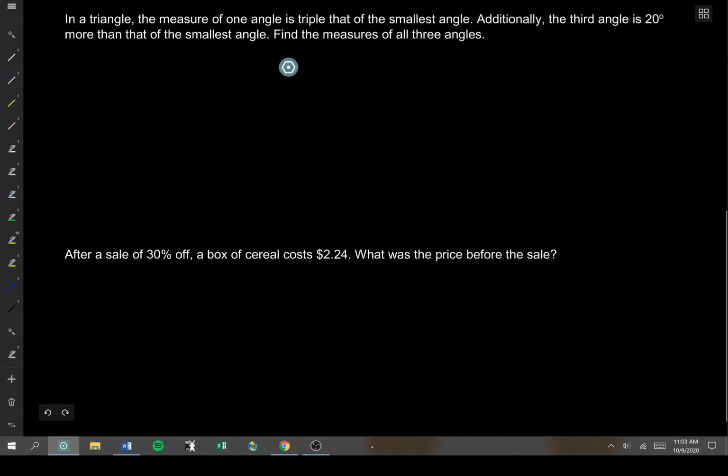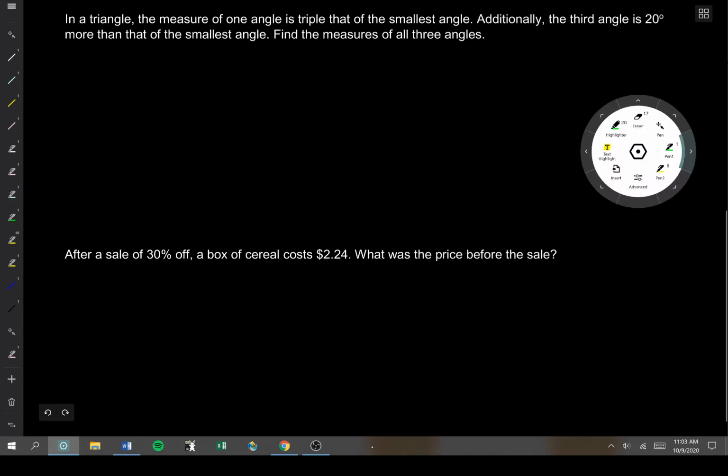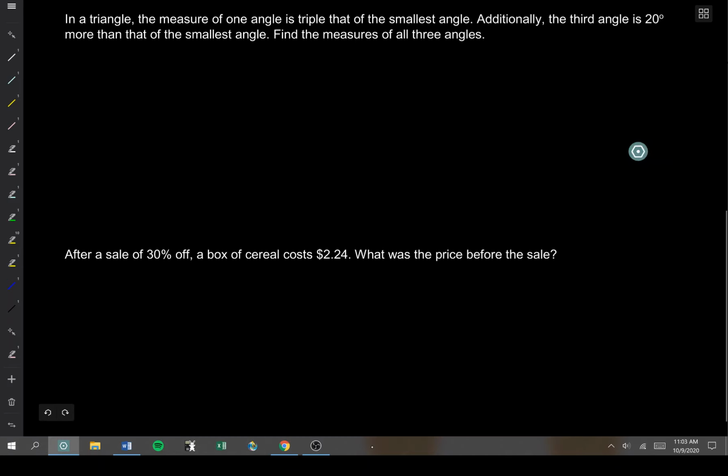In a triangle, the measure of one angle is triple that of the smallest angle. Additionally, the third angle is 20 degrees more than that of the smallest angle. Find the measures of all three angles. Okay, we have three angles to work with. I'm going to draw a bad triangle.